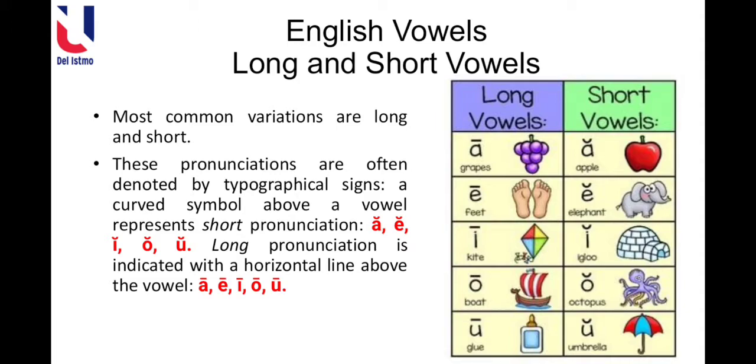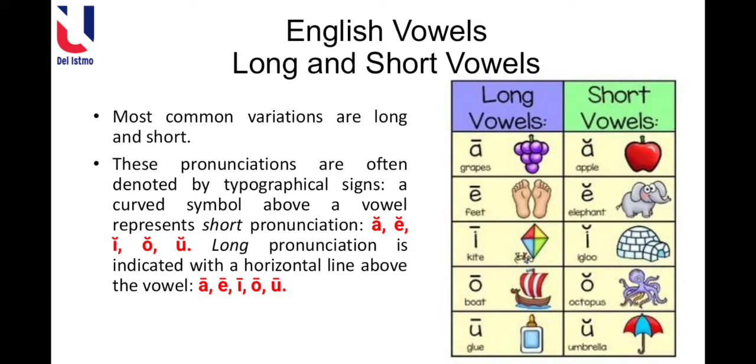The most common variations are long and short, and with that I want to mean that there are more variations of sounds in English, like length, for example, but the most used are long and short vowels. So these pronunciations are often determined by typographical signs. A curved sign above a vowel represents short pronunciation. This is a small curve up as A, E, I, O, U, and long pronunciation is indicated with a horizontal line above the vowel A, E, I, O, U.